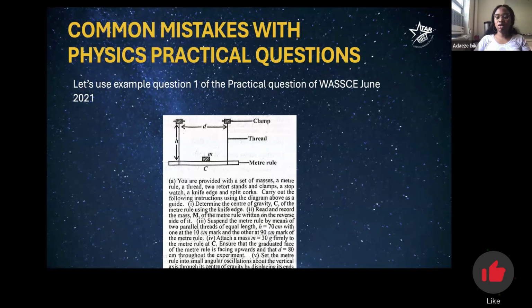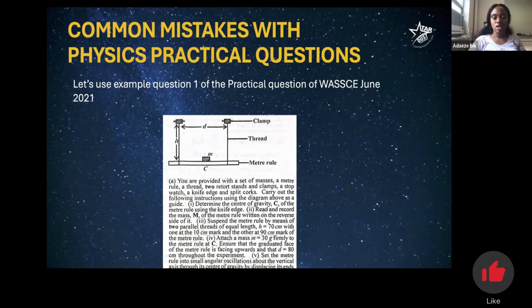Then the other question says, read and record the mass of the meter rule. What this means is that the mass of the meter rule will be provided. That will be one of the pieces of information on the ruler. So you should record what mass is on your ruler. Now that should be with the units, of course.